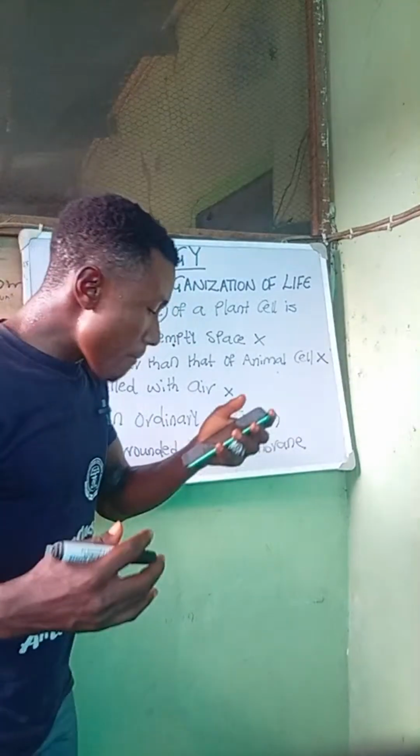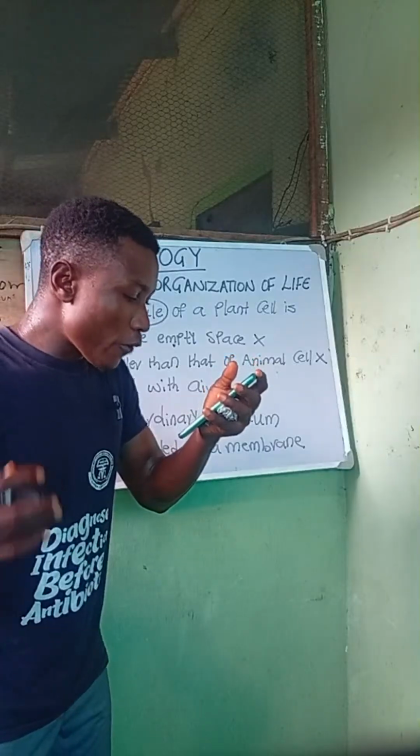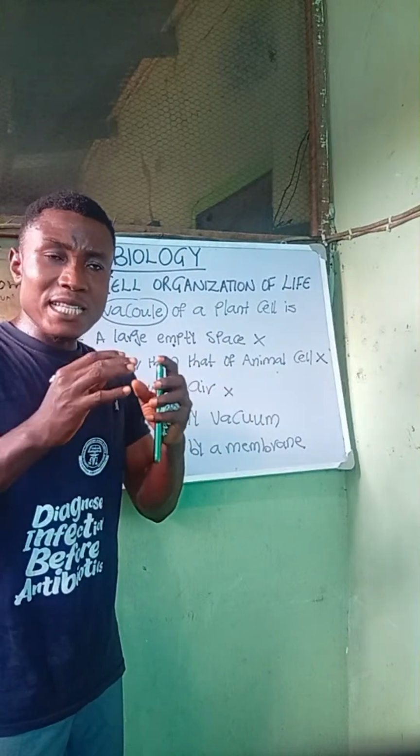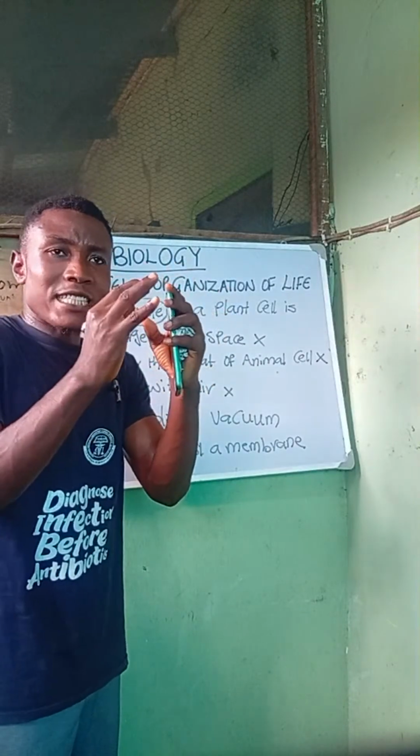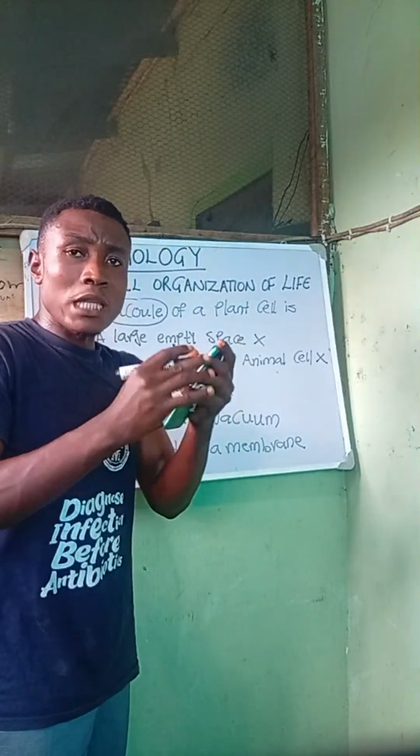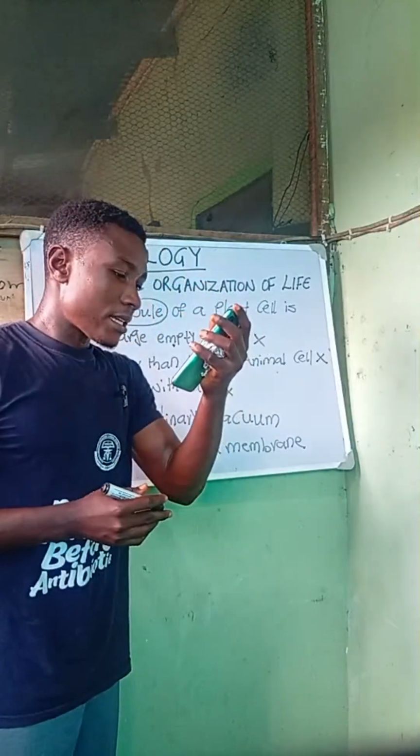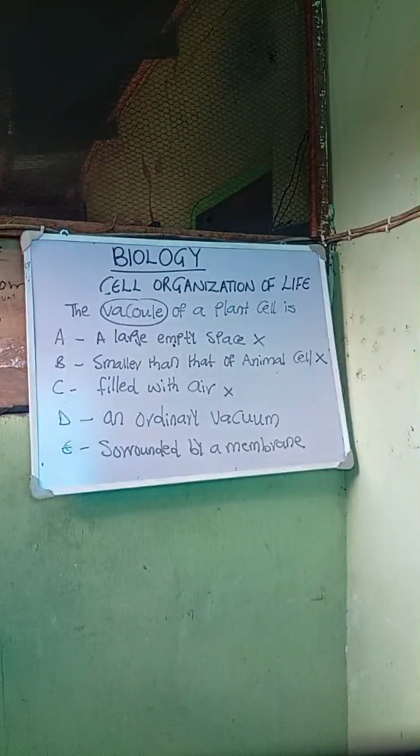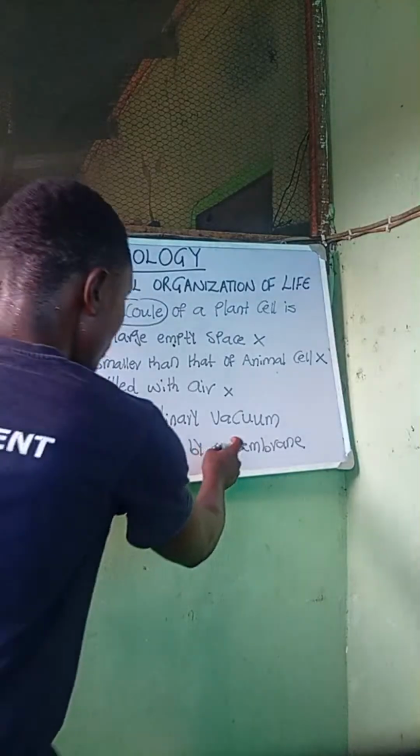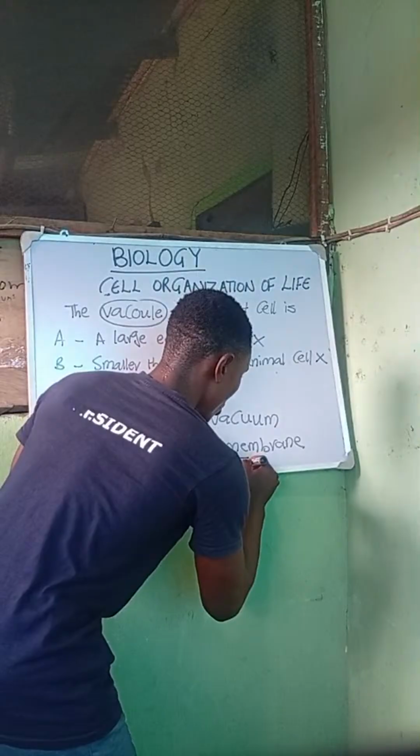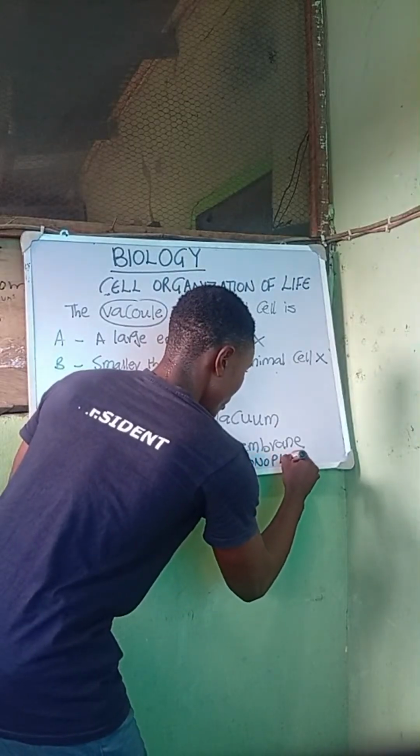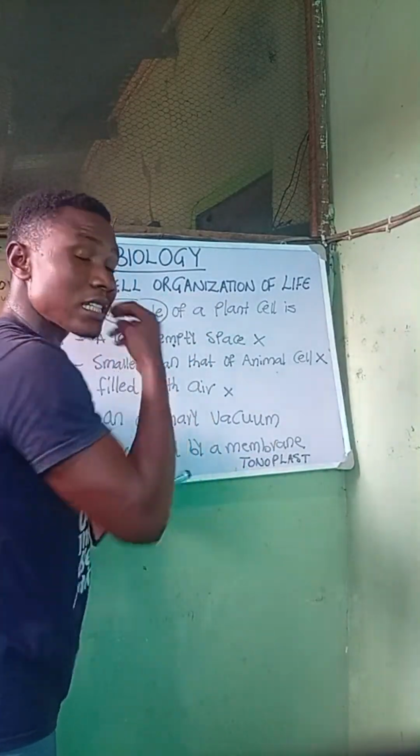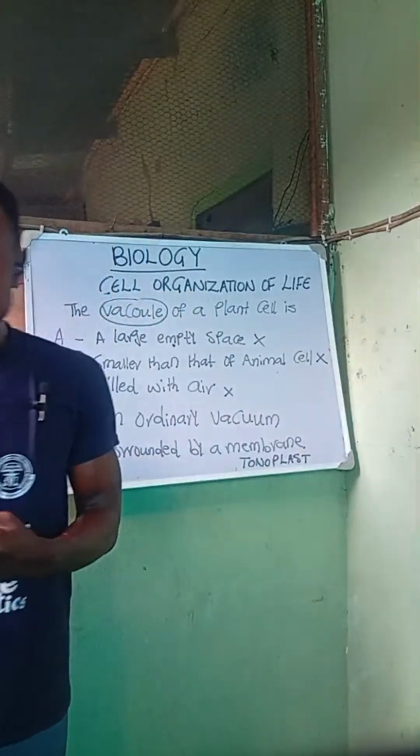And what is the function of this membrane? The membrane holds the food, it contains the cell sap. It houses the food. It contains the cell sap, right? And the name of this membrane is called the tonoplast. Please write it down. This is the membrane surrounding the plant cell vacuole. Please take note of that.